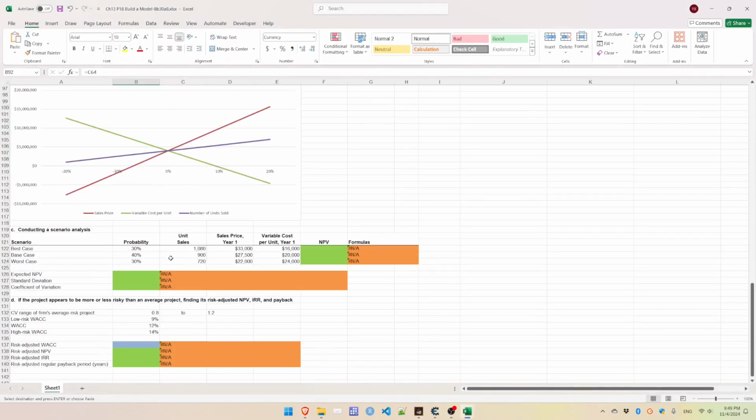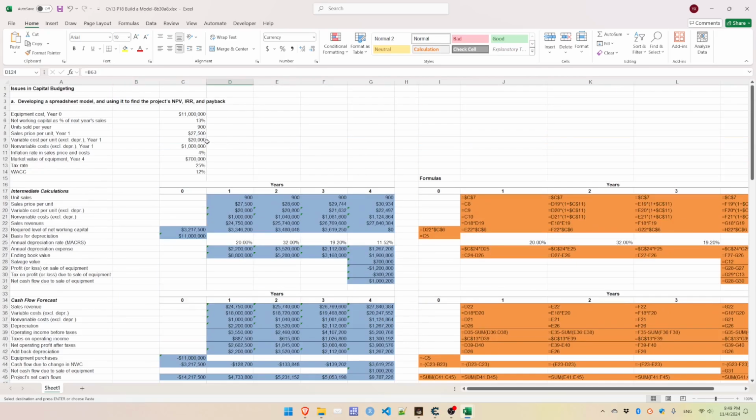Okay, and then I can use the scenario manager to calculate this: the base case, best case, and worst case, things like that. Apparently the cases are already here, right? I just need to go to data, what-if analysis, and create the 3 scenarios.